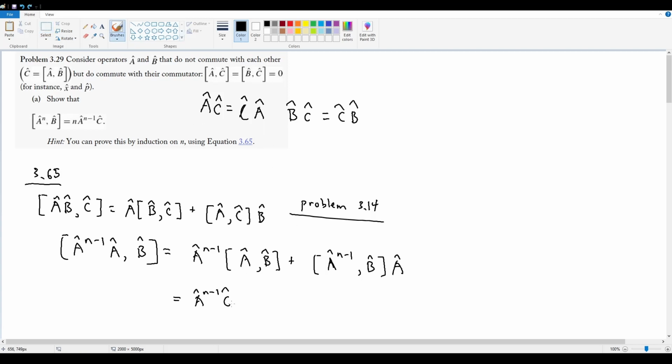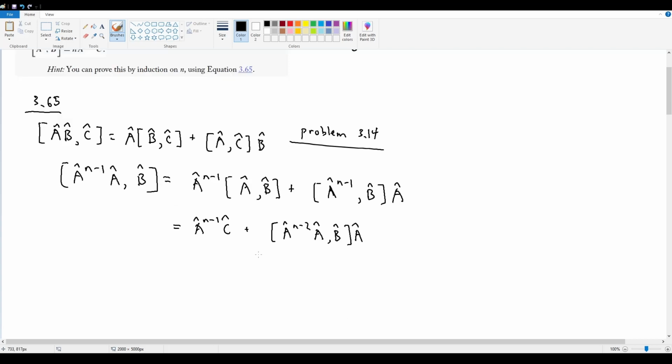So ultimately you're going to get the same solution. But anyway, going back to this, it's going to give me, and here once again, I can do the same thing again. I can split this again a second time into a hat n minus 2, a hat, b hat, acting on a hat. And it's the same thing that's going to happen.